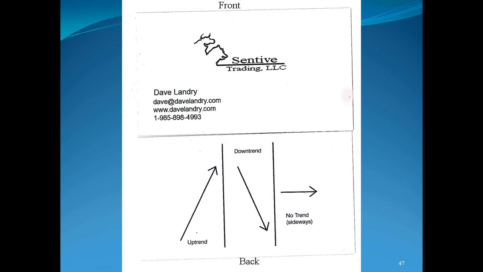Now, usually I'll have a pop quiz at this point in time where I'll ask what this is and what this is and what this is. But I think by now you should know that's an uptrend, that's a downtrend, that's a sideways trend. So you should be able to draw a big arrow on the chart in the direction of the trend, if there is one, right?